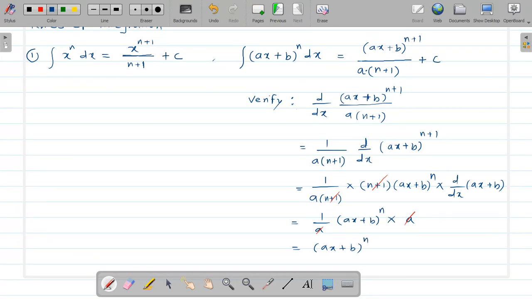So what happens here? See, the derivative of ax plus b raised to n plus 1 upon a into n plus 1 is equal to ax plus b raised to n. So now onwards you can remember that the integration of ax plus b raised to n is equal to ax plus b raised to n plus 1 upon a into n plus 1, where this particular a is called the derivative of ax plus b.